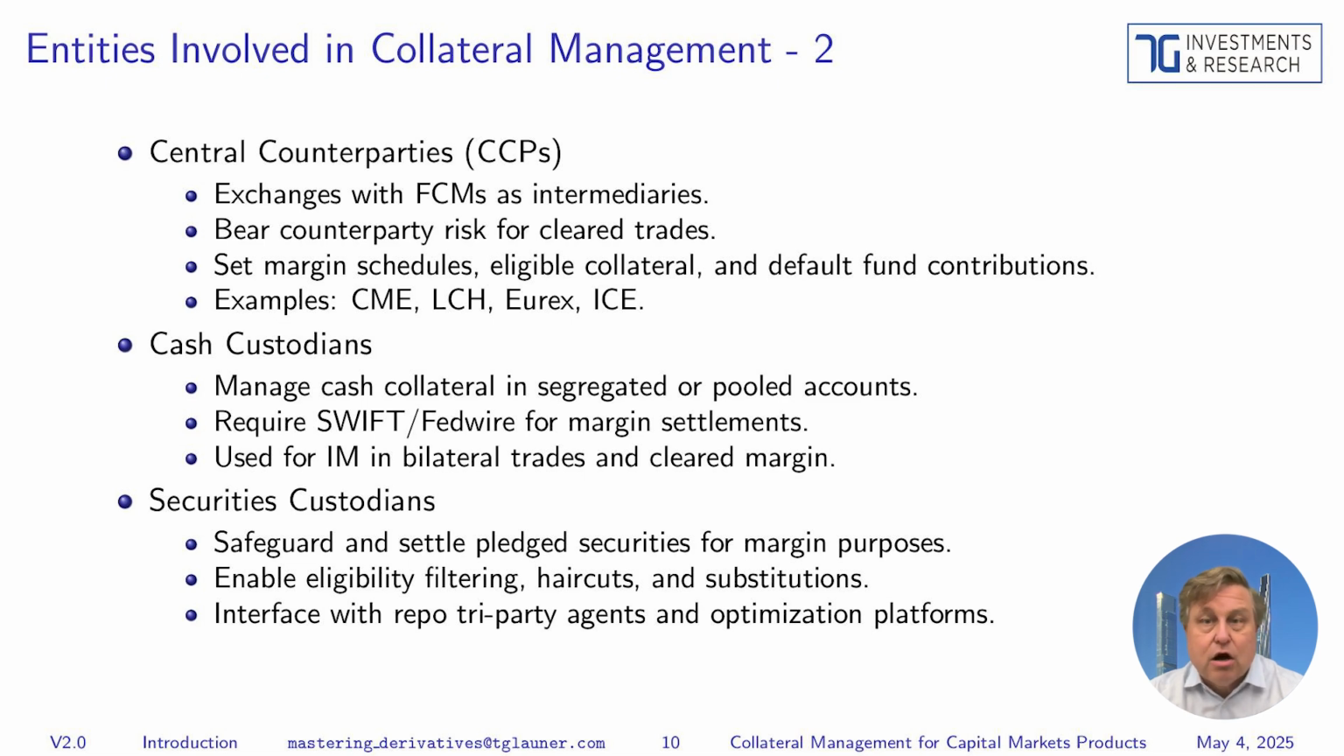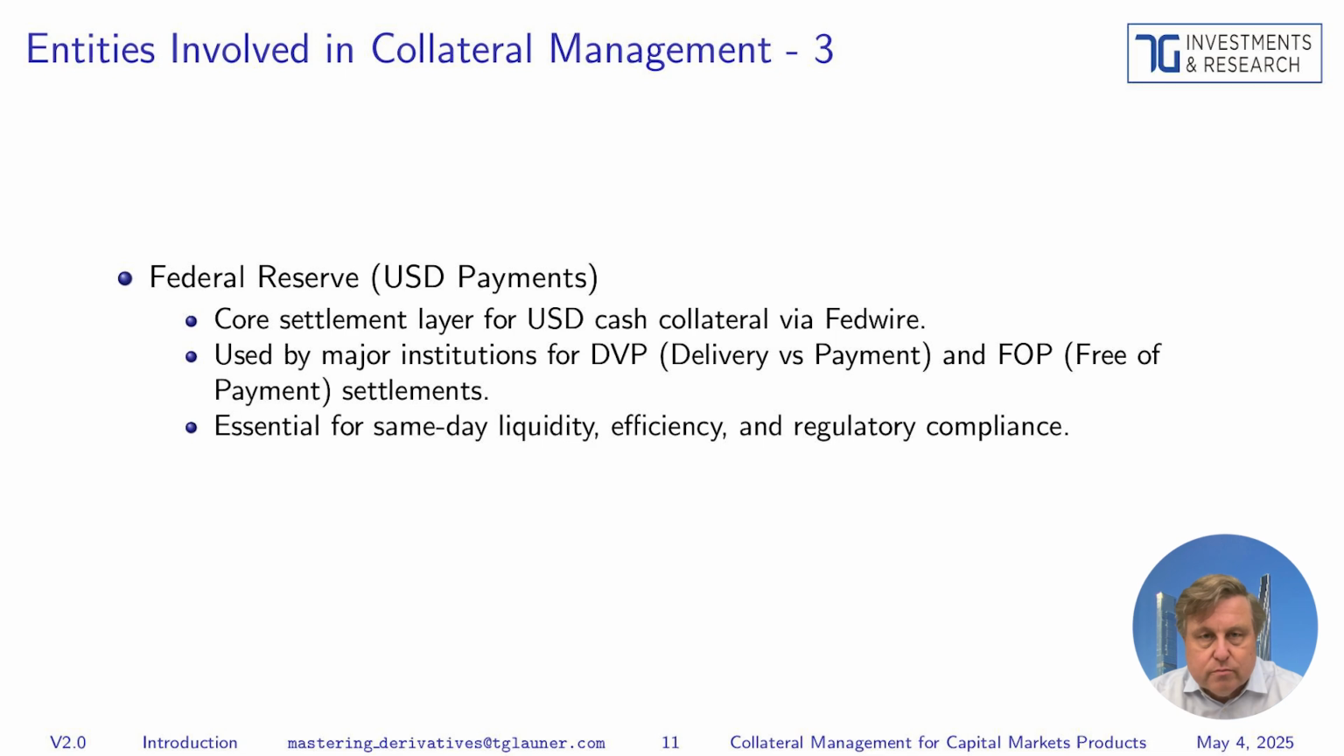involved, the central counterparties. They set the margin schedules and they're bearing the ultimate risk for the cleared trades. They're also called the exchanges. Cash custodians manage cash collateral, ensuring settlements are processed through systems like SWIFT or Fedwire. Security custodians handle pledged securities, ensuring proper settlement processes, including eligibility checks and substitutions for equities and bonds. Lastly, the Federal Reserve plays a pivotal role. The Fedwire facilitates USD payments, essential for same-day liquidity settlements. All these entities will appear in the following slides in some form.